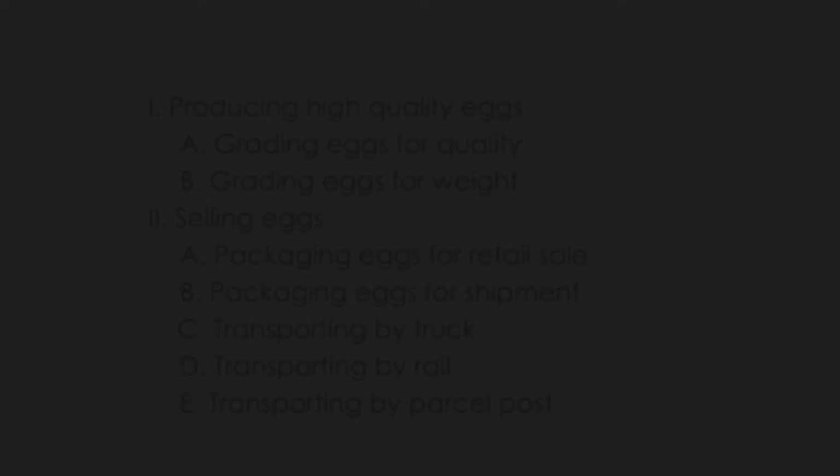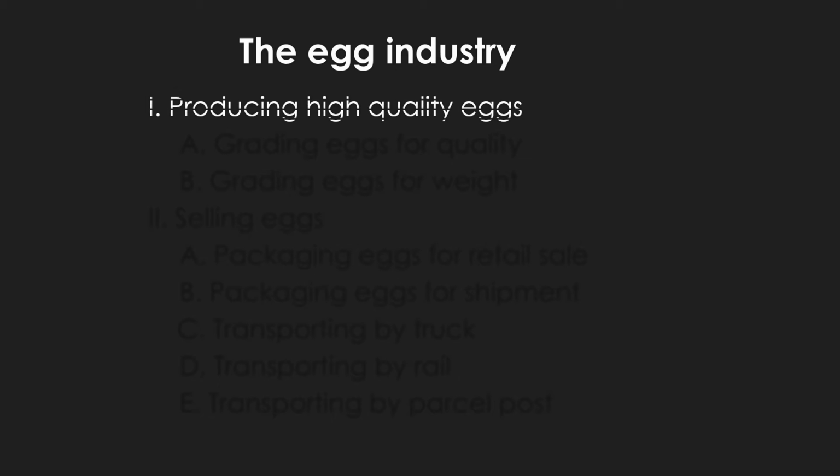Okay, so we're back. Let's see your answers. Title, of course, the egg industry. And then what are the main ideas? Producing high quality eggs, because under producing and the next process, you know that these are methods, right? Selling eggs.